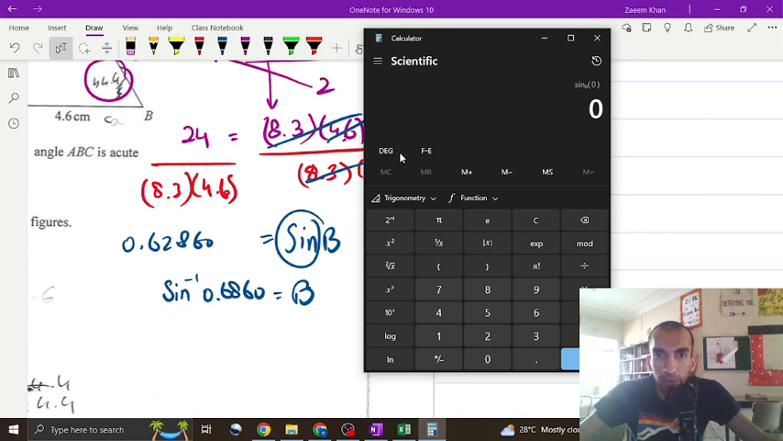I've got no clue how to use sine inverse over here. But anyway, what you need to do is press the shift button, press sine, and then write the answer next to it, what you've gotten so far. And you get the angle, the size of angle B.